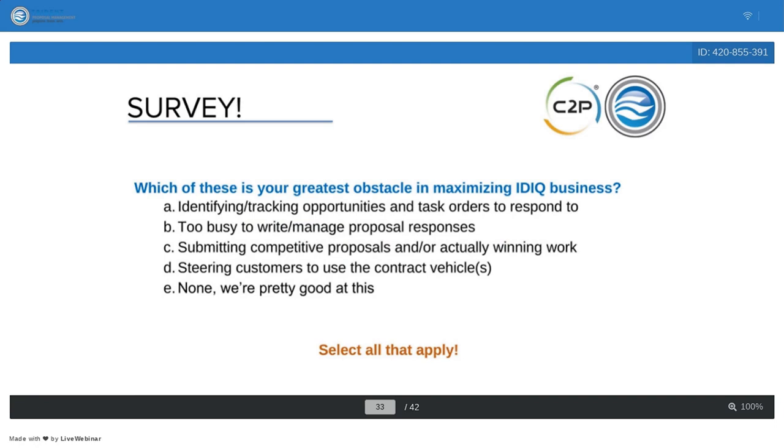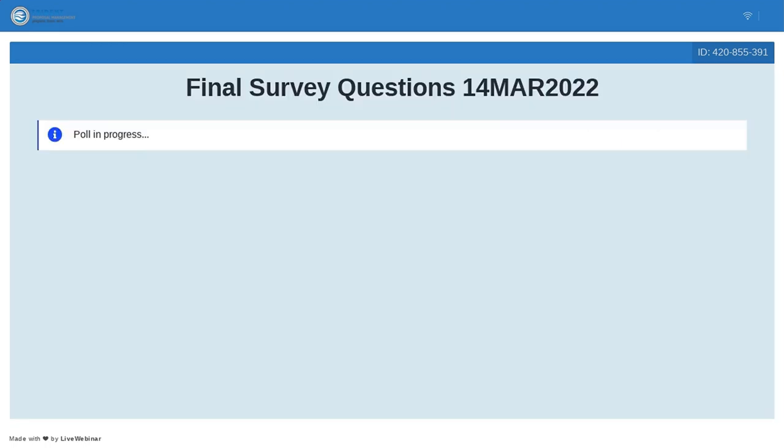So if you don't mind, let's go to the survey and look at these ideas. What has been the greatest obstacle you've experienced in pursuing IDIQ business? Let's see what the survey says on question 4. So far, the greatest obstacle in maximizing IDIQ business, for 1 in 3, is tracking the opportunities. The next one, too busy to write and manage the proposal responses, is just 1 in 8. And 1 in 3 is submitting a competitive proposal that you can actually win the work with. Okay, good. So being compelling, and steering customers to use the contract vehicle.